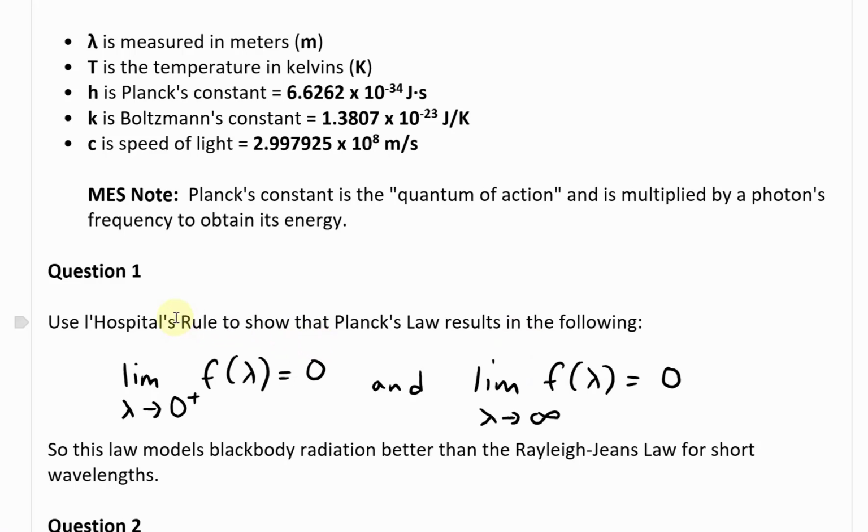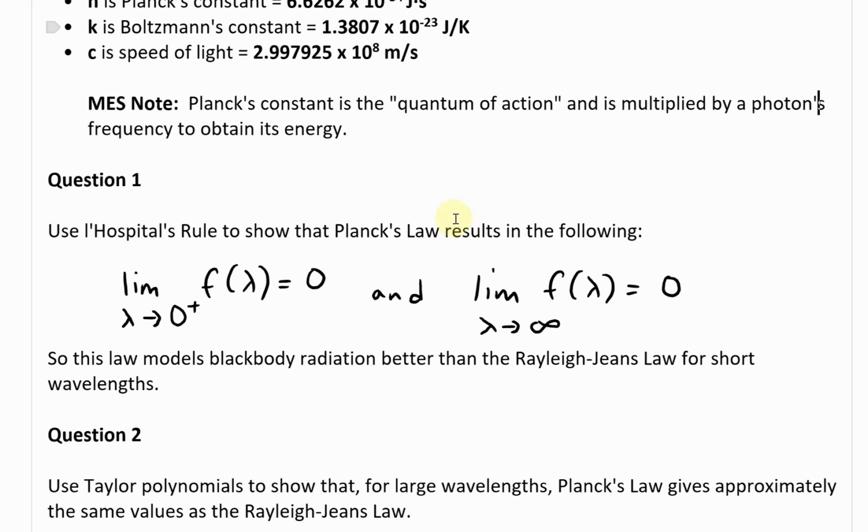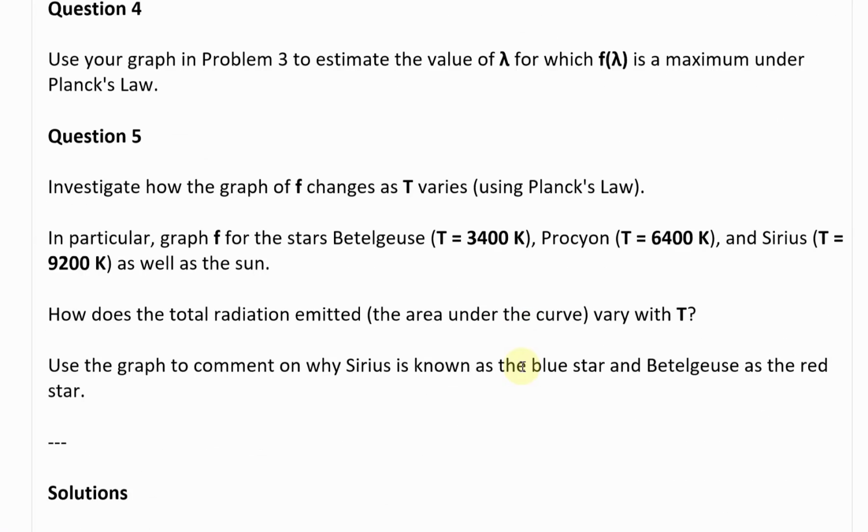So question 1, use L'Hopital's rule to show that Planck's law results in this. The limit as lambda goes to 0 of f of lambda equals 0. So this one here, the limit as this goes to 0, show that this equals 0. The limit as it goes to infinity, show that it goes to 0. And it also says use L'Hopital's rule, so it's giving us a hint. And so this law models black-body radiation better than Rayleigh-Jeans Law for short wavelengths.